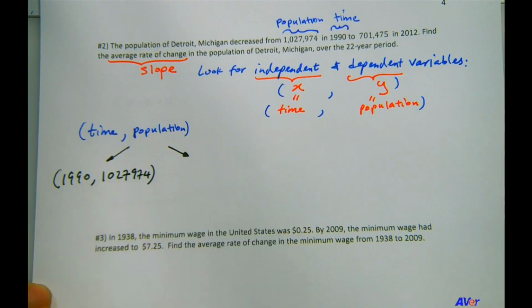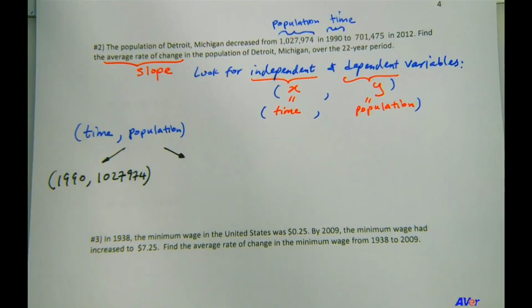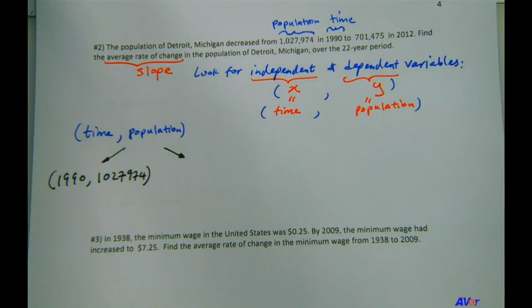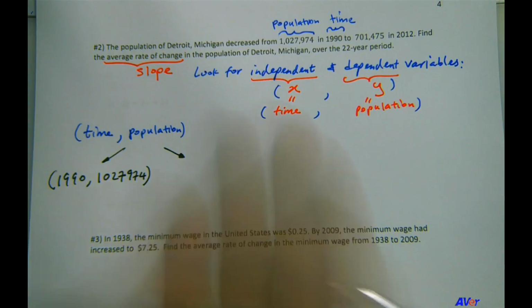1,027,974. That's one of the points. Remember, we do not have the points. We need to construct them on our own, because they're asking us to find the slope, but they don't give us those 2 points we need. So we need to construct them, and this is how we do it.